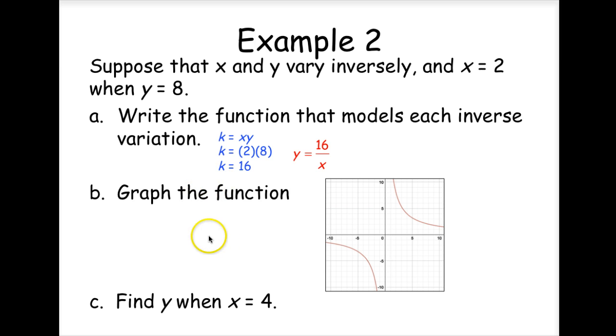Next, we need to graph the function. I set my windows at positive 10 and negative 10. Find y when x is equal to 4. So substitute a 4 in for x, and we know that y is equal to 4, since 16 divided by 4 gives us 4.